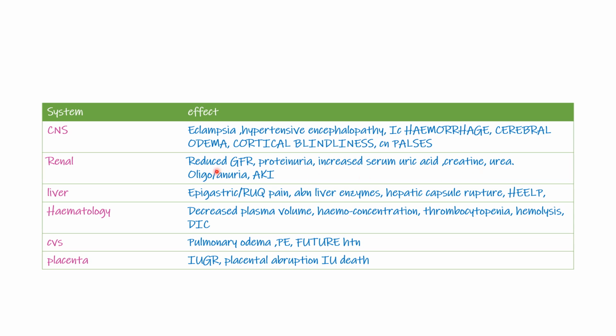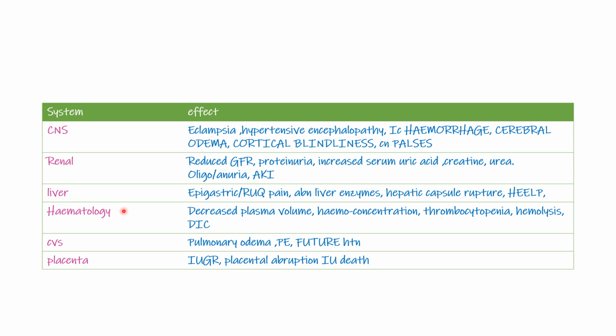So if you're going to have reduced glomerular filtration rate, meaning that you cannot filter things, then you're going to have increased serum uric acid, in addition to increased creatinine, increased urea. And because you have reduced glomerular filtration rate, you're also going to have oliguria and anuria, and that will predispose the patient to AKI, so acute kidney injury.